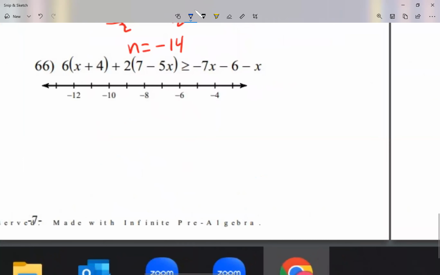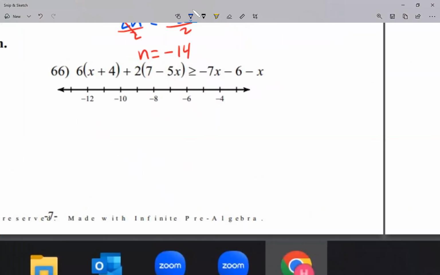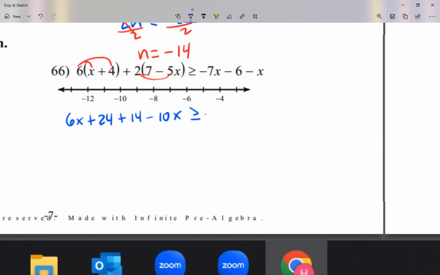Now looking at my 66, gotta get rid of parentheses, right? I see a parenthesis here, multiply the 6 to the inside, and I see it here with a 2. So that's gonna give me, the first parenthesis gonna give me 6x plus 24. The second parenthesis, multiply the 2. So plus 14 minus 10x is greater or equal to negative 7x minus 6 minus x.